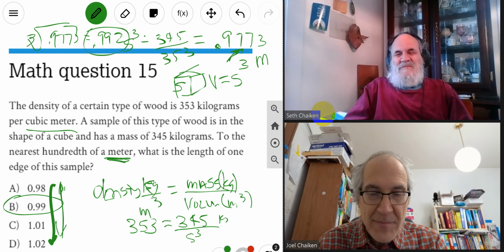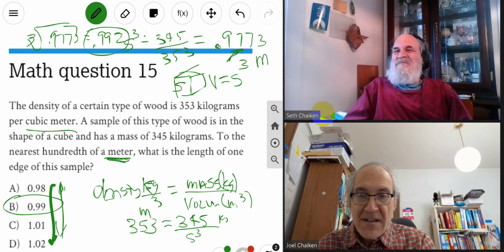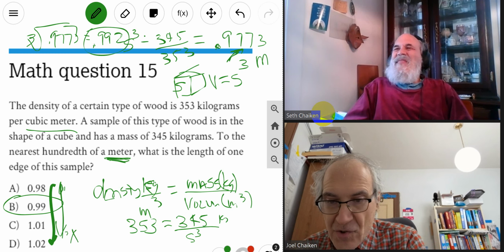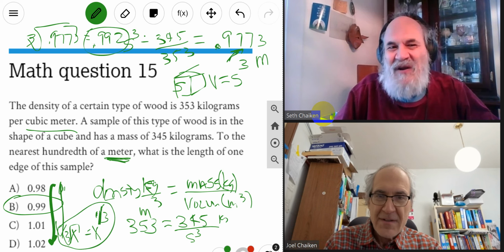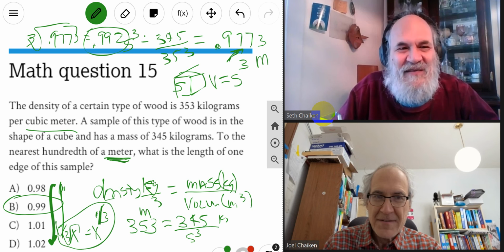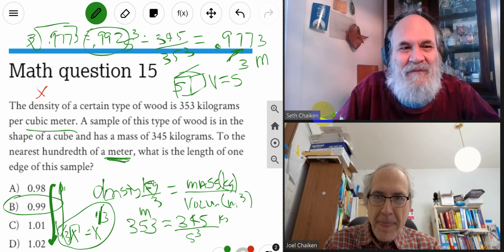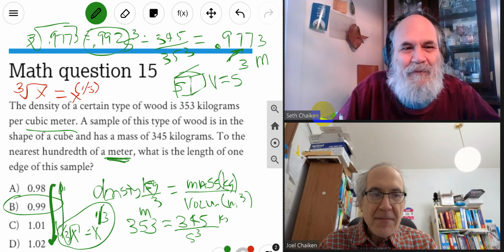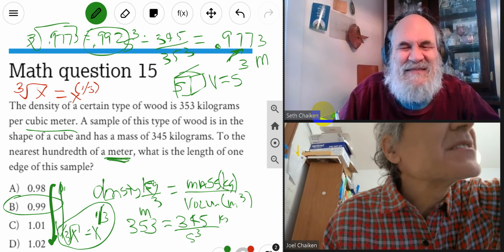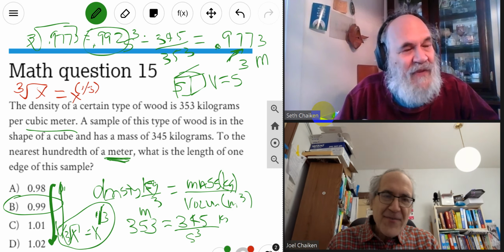Right. But some people may not remember that the cube root of x is equal to x to the 1/3. Well, that is something that everybody's listening. Just something to remember if you want to get a top score in the SAT is that the cube root of x equals x to the 1/3 power.